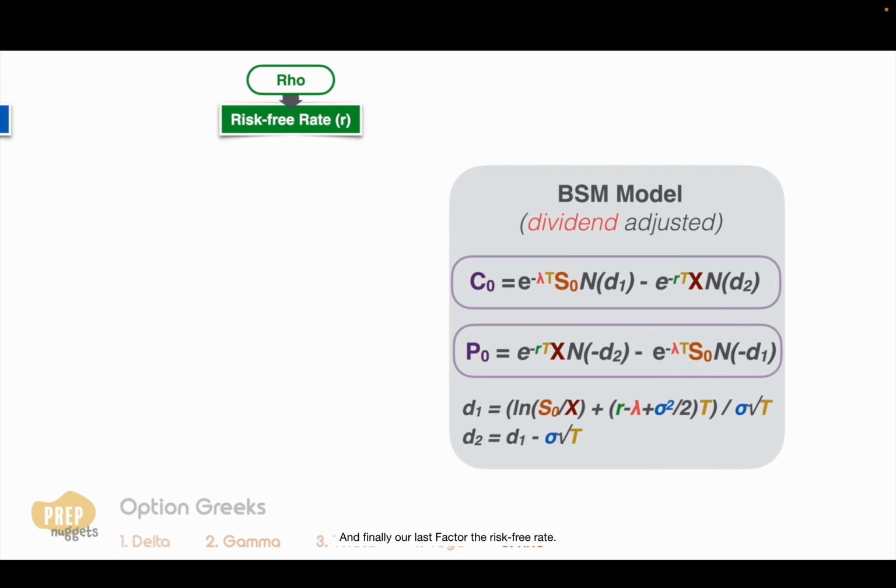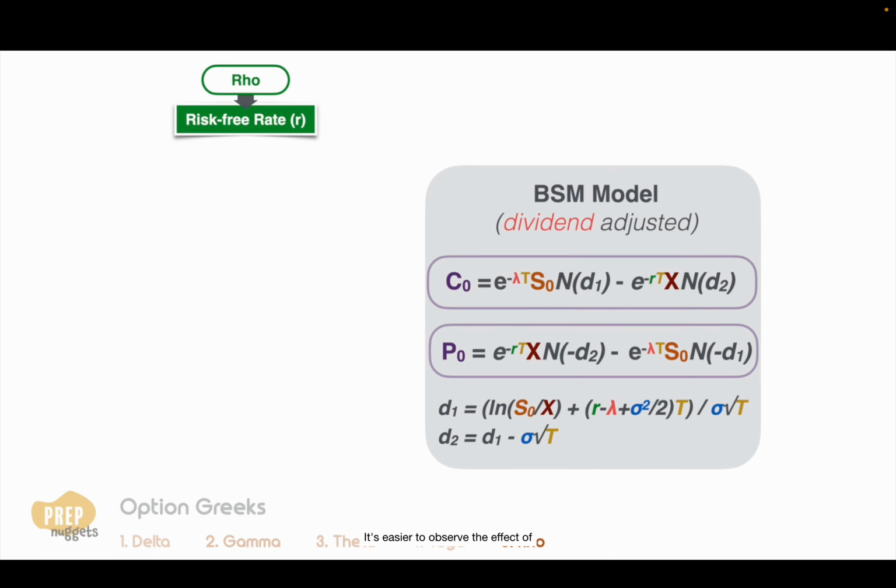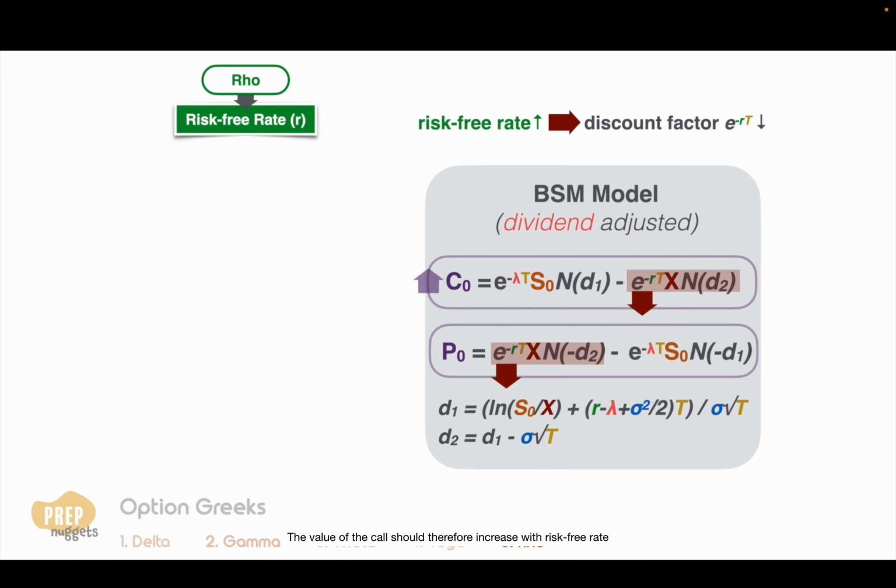And finally, our last factor, the risk-free rate. It's easier to observe the effect of risk-free rate from the BSM model. When the risk-free rate increases, the discount factor decreases, so this second term decreases for the call option, and this first term also decreases for the put option. The value of the call should therefore increase with risk-free rate and value of put decrease with risk-free rate.